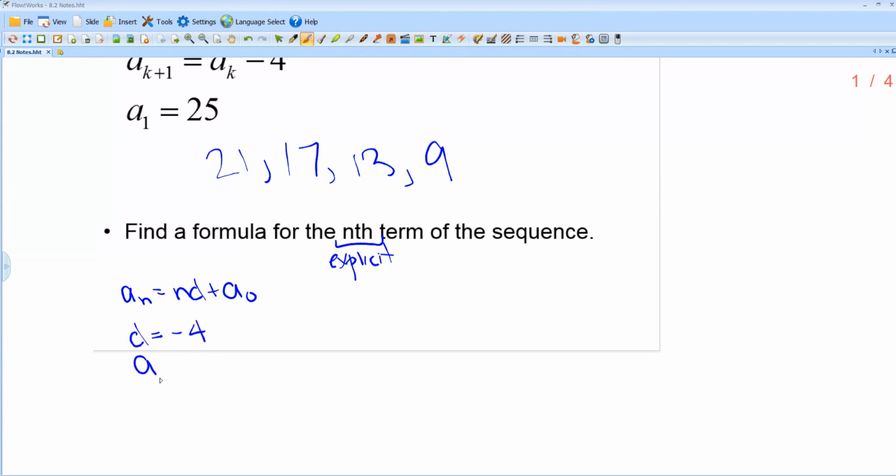A sub 0 represents not the first term, but the term that would come before it. So if I'm starting at 25 and subtracting 4 each time, then the term before this would have been 29. For my formula, then I just have a sub n is equal to d, which is negative 4, times n plus 29.